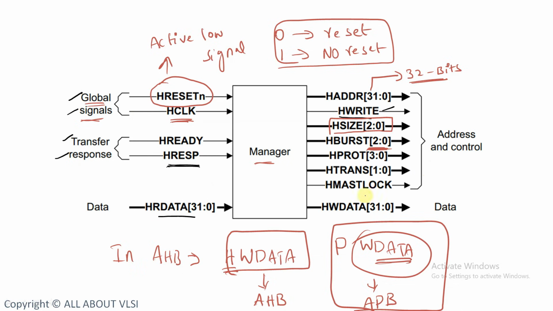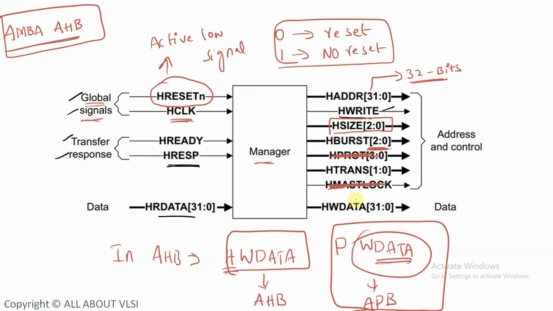Coming to HPROT and HMASTLOCK, these are optional signals that we are not going to discuss in our sessions. If you want to refer to them, you can refer to the AMBA AHB specification. There is an official specification already present on Google, and you can refer to that document to learn these two signals.